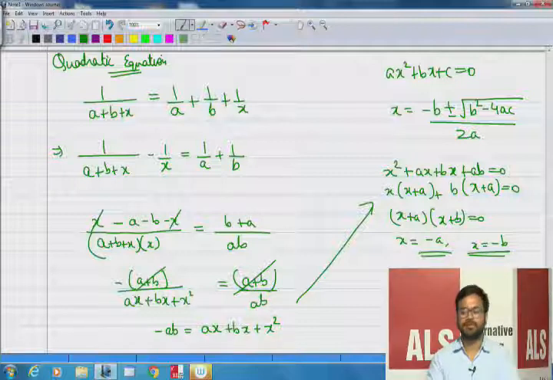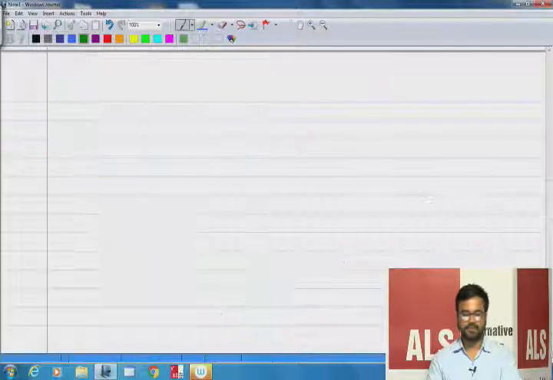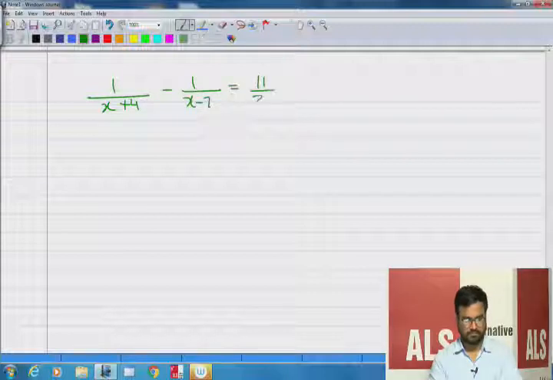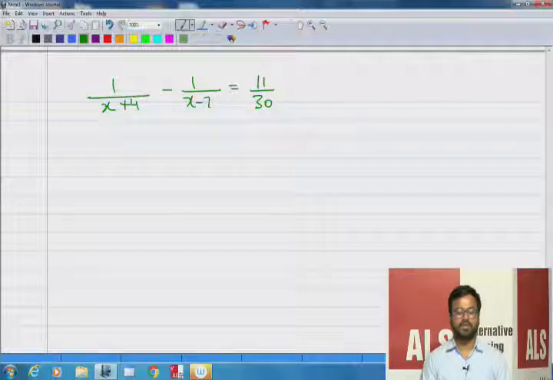I hope you got it. Okay, so let us do another one. Try this one. One upon x plus 4 minus 1 upon x minus 7 is equal to 11 by 30.